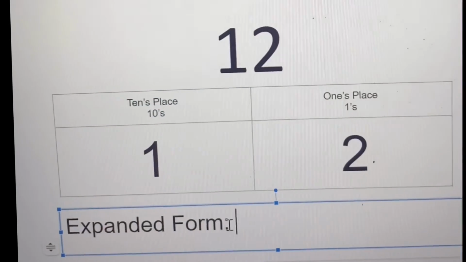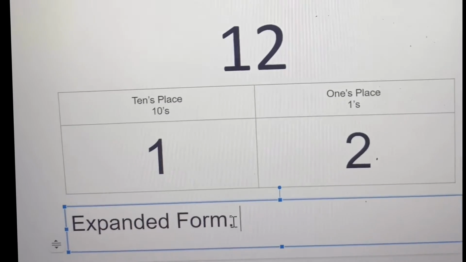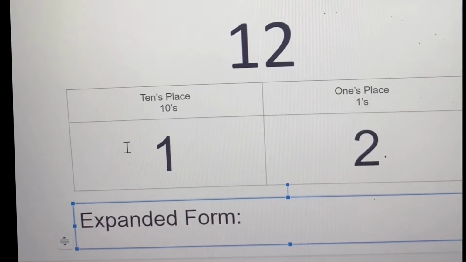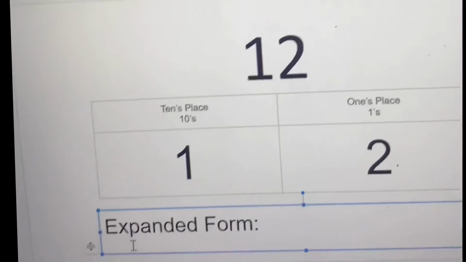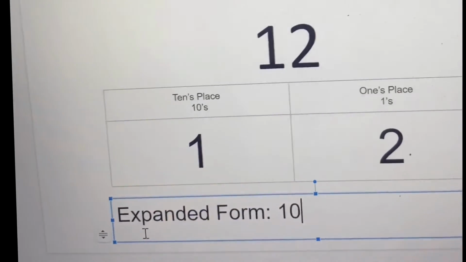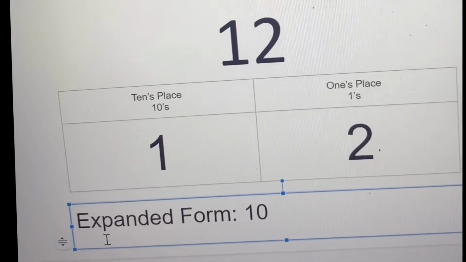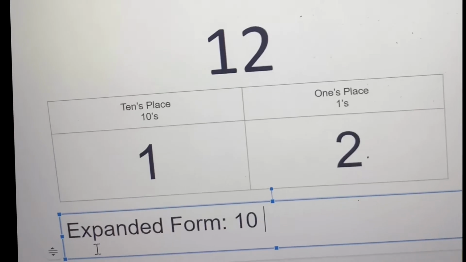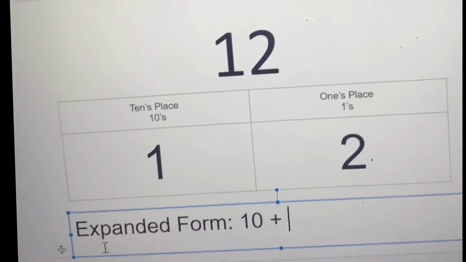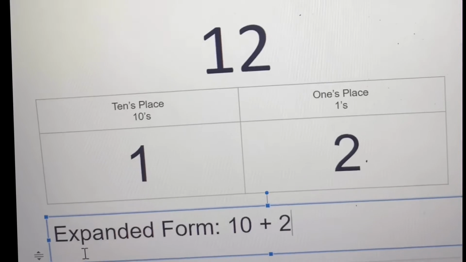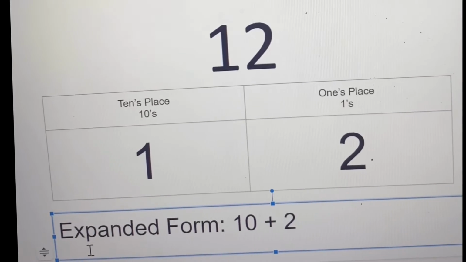So now I'm going to write the number 12 in expanded form. So in the number 12, we have 1 ten. So 1 ten is worth 10. And we have 2 ones. So 10 plus 2. That would be the expanded form for the number 12.